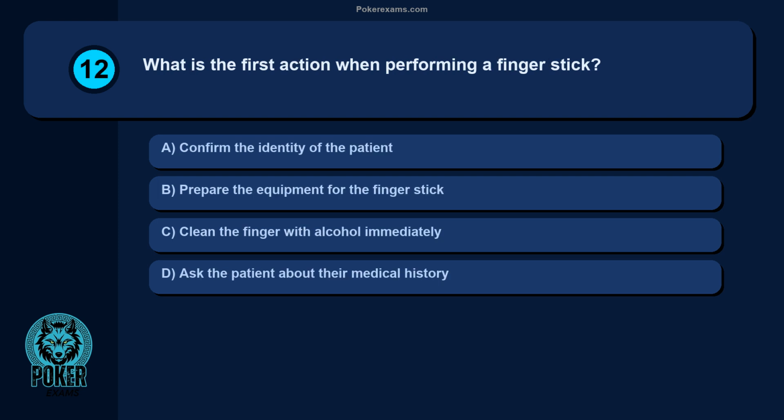Question 12. What is the first action when performing a finger stick? Confirm the identity of the patient. Prepare the equipment for the finger stick. Clean the finger with alcohol immediately. Ask the patient about their medical history.